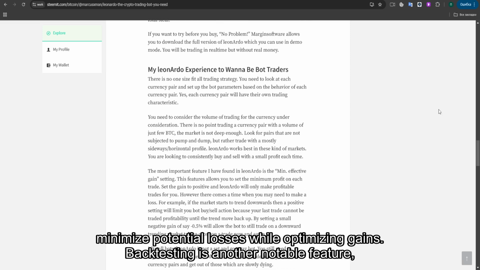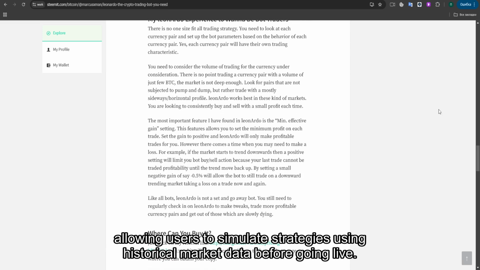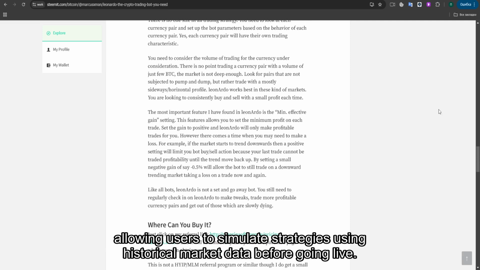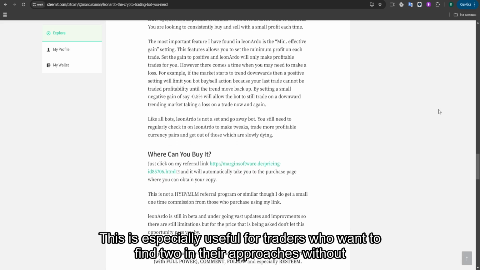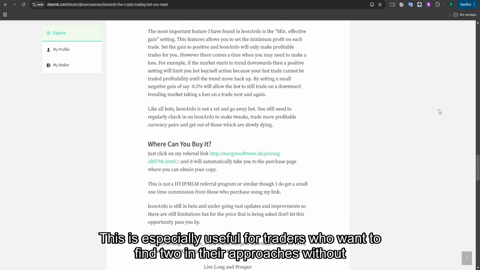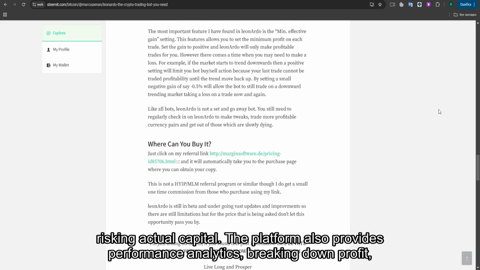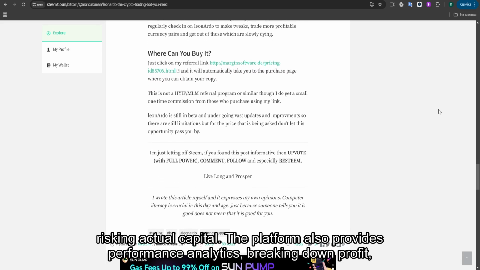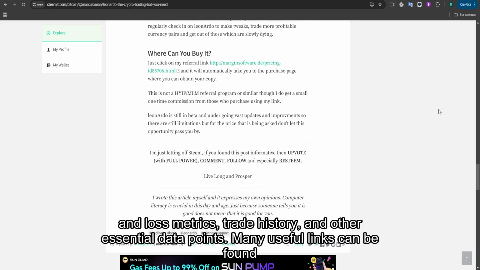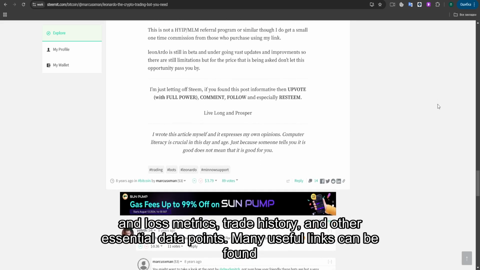Backtesting is another notable feature, allowing users to simulate strategies using historical market data before going live. This is especially useful for traders who want to fine-tune their approaches without risking actual capital. The platform also provides performance analytics, breaking down profit and loss metrics, trade history, and other essential data points.